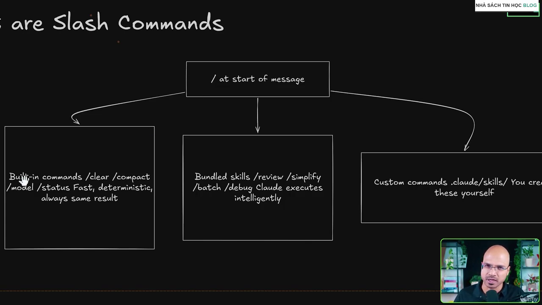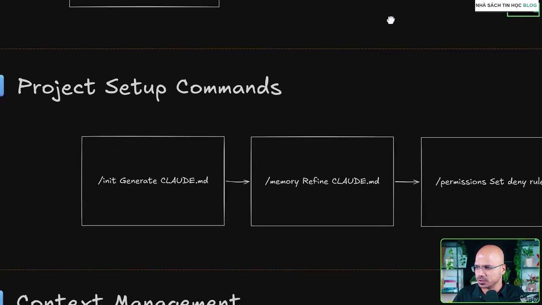So there are some built-in commands. You can use clear to clear the entire session. You can use compact, model, status. All these are inbuilt. There are many more. Then there are bundled skills. These are prebuilt prompts, and again you can use them, like review, simplify, batch, debug, and then you can create your own commands if you want. And if you are working on a complex project for a longer time, you will do that. So there are different options.